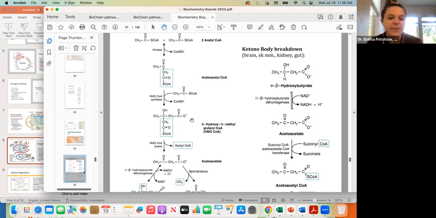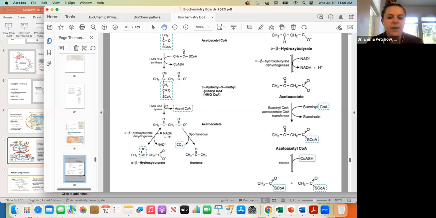3-hydroxy-3-methylglutaryl-CoA, or HMG-CoA. This is that intermediary step. So this would be our rate limiting step. If this doesn't go forward, then we're not going to create ketones. From here, we are going to essentially break off the acetyl-CoA portion of this HMG product, and that gets us acetoacetate, the first ketone formed.